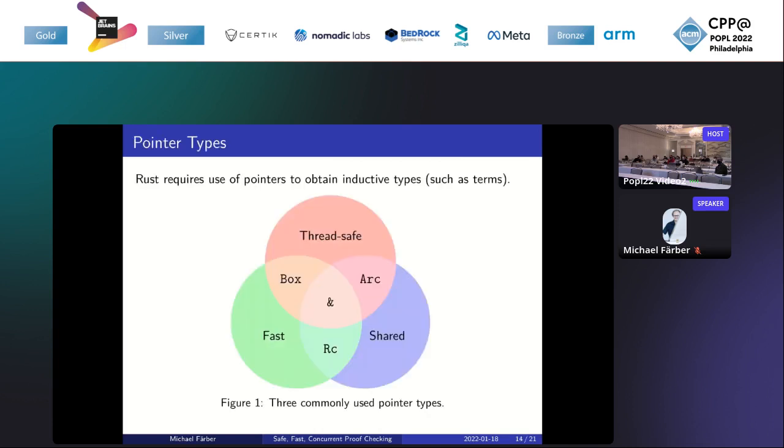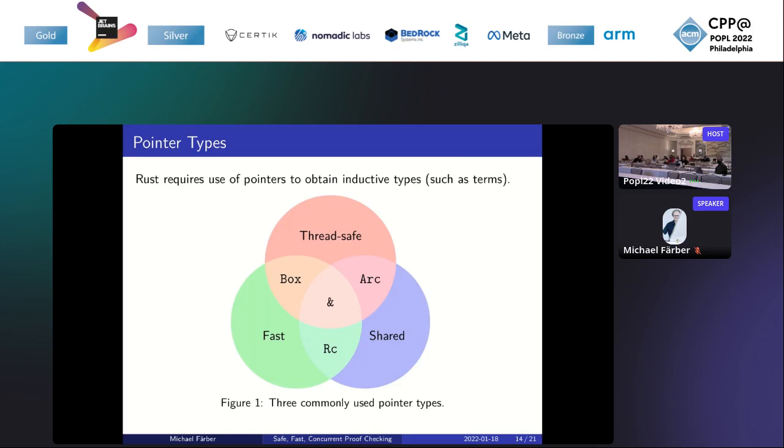And in Rust, to create an inductive data type, we have to explicitly use pointers. Here I show 3 of the most commonly used pointer types in Rust, namely Box, Rc, which stands for reference counted, and Arc, which stands for atomically reference counted.